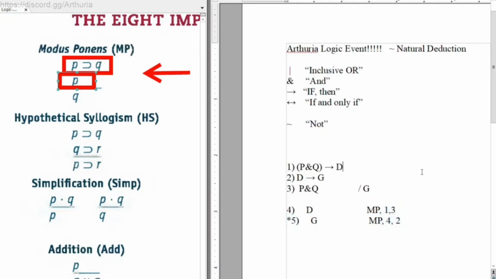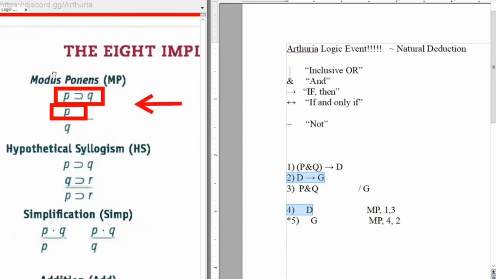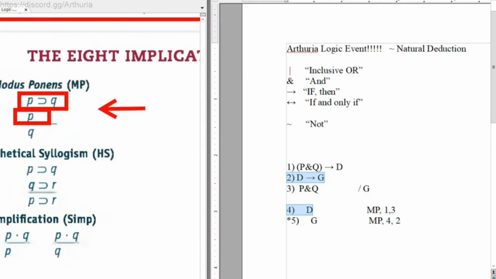Okay, so then in 4 and 5, you're just saying because of 1 and 3, and then in number 5, you're saying because of 4 and 2. Yeah, right, because line 4 here and line 2 here match with my modus ponens rule. That's all I'm trying to say.